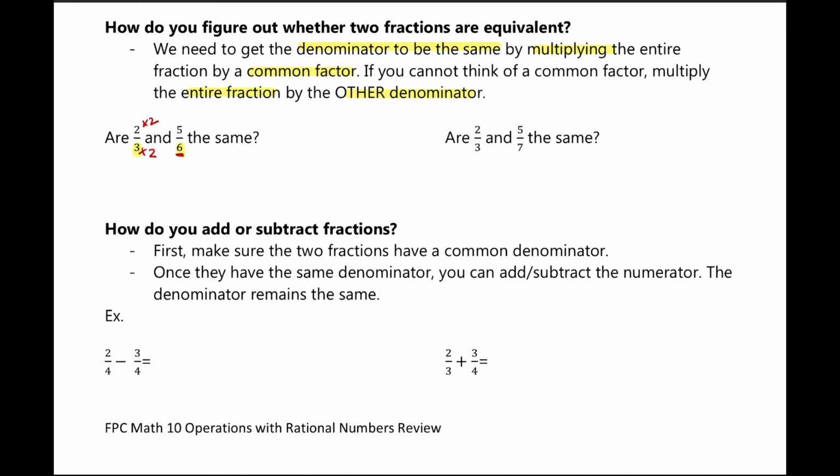We're going to rewrite that first fraction. So 2 times 2 is 4. 3 times 2 is 6. So this converts to this. We're saying, is 4 over 6 equal to 5 over 6? The answer is no, they're not the same.